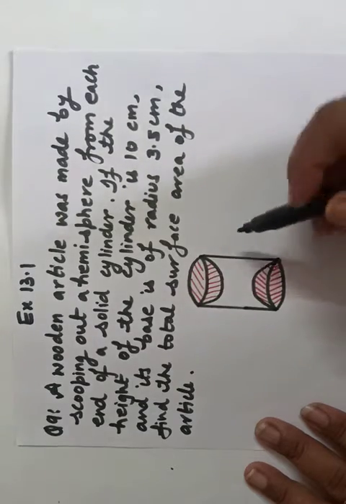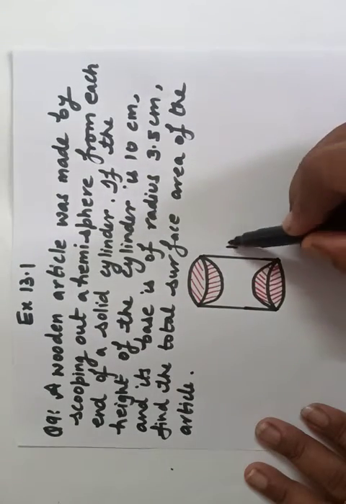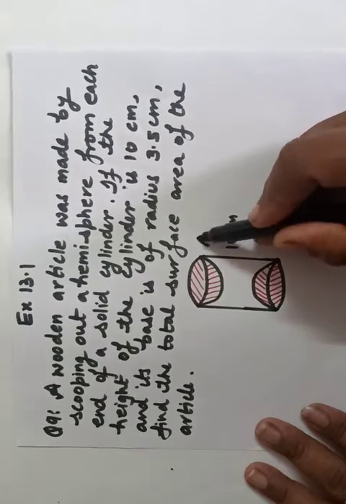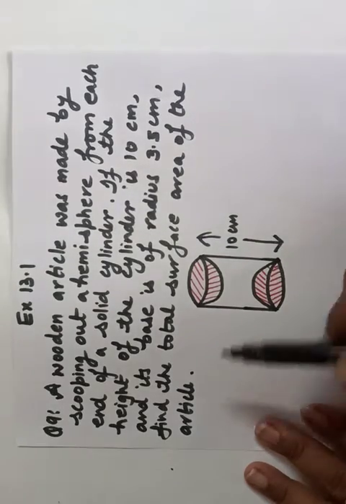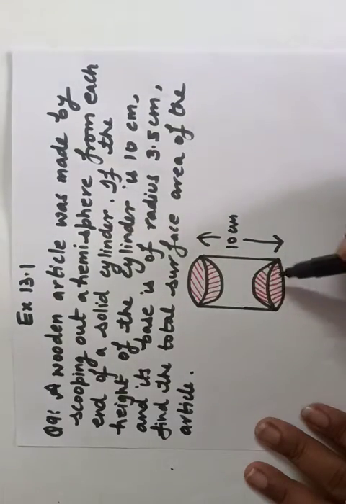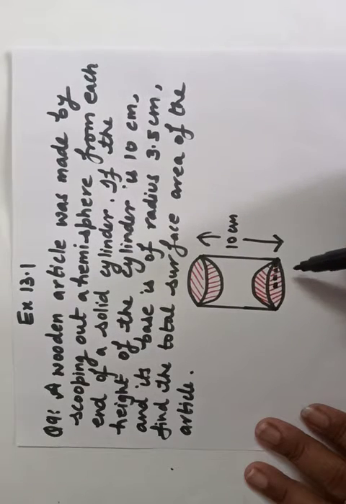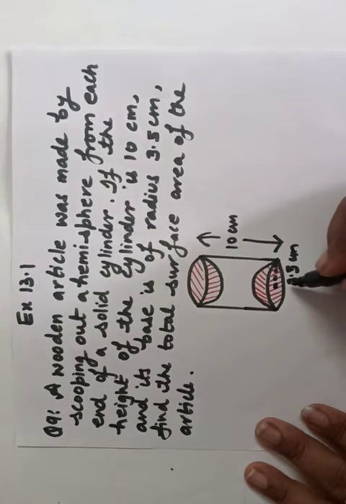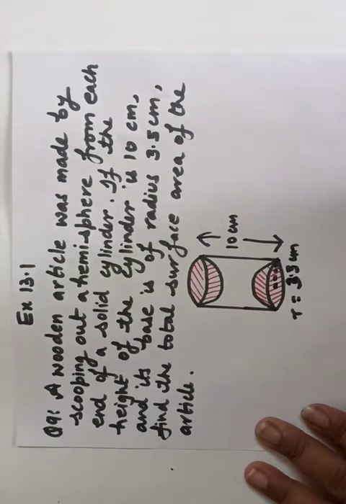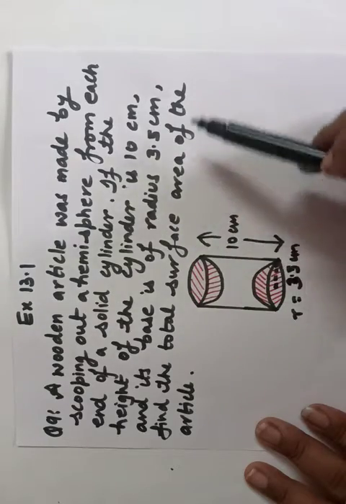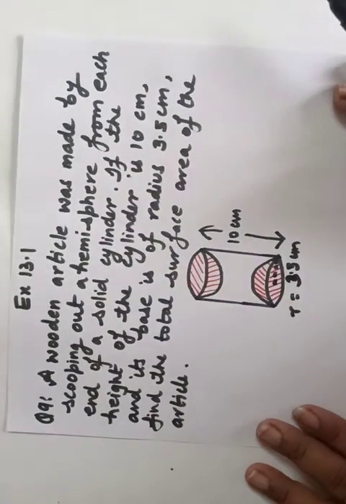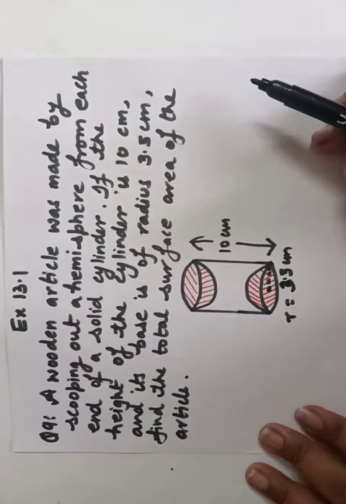If the height of the cylinder is 10 centimeters, yes, this is the height, and its base is of radius 3.5 centimeters. Yes, so 3.5 centimeters is the radius. Find the total surface area of the article. So now we need to find out the total surface area.